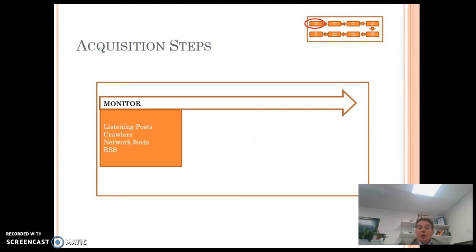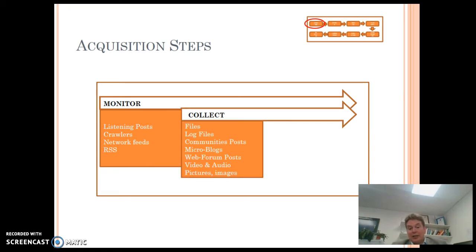So, if we're monitoring, we've got listening posts and crawlers, so software that goes out across the internet and looks for information that's about us. We can have network feeds and RSS feeds, so basically we're getting updates. If something interesting happens about a particular thing, if content is posted, we get to hear about it. I have Google alerts up on certain things that tell me whenever interesting articles have been produced about business intelligence, business analytics, or social media, and issues like that.